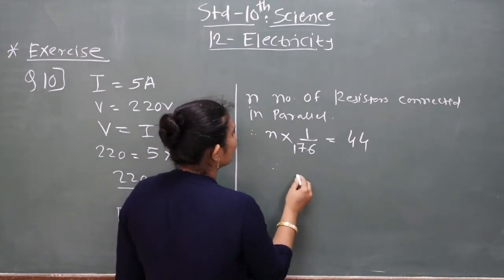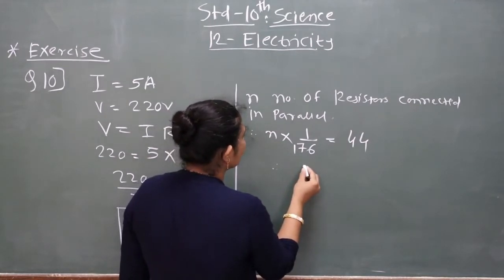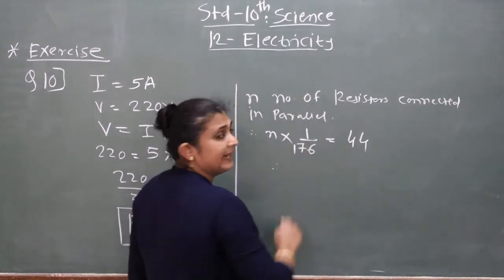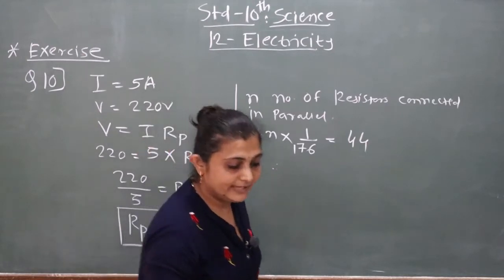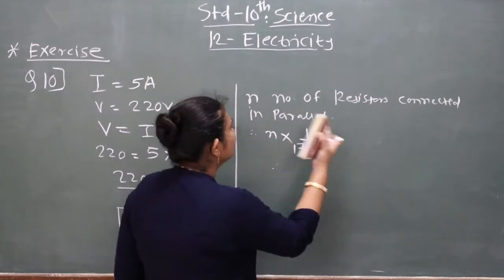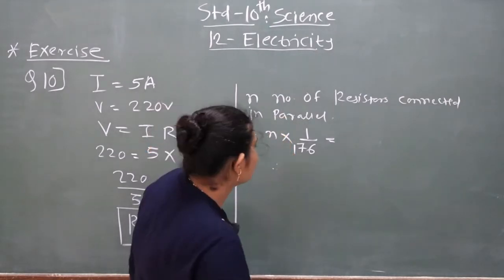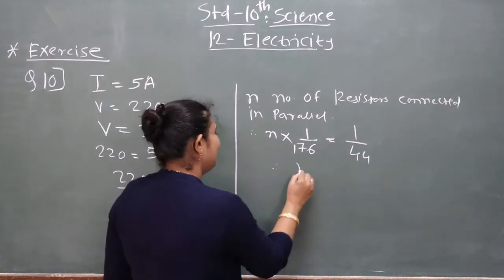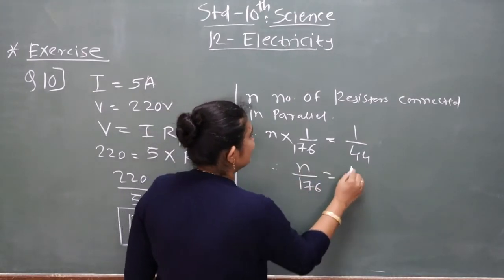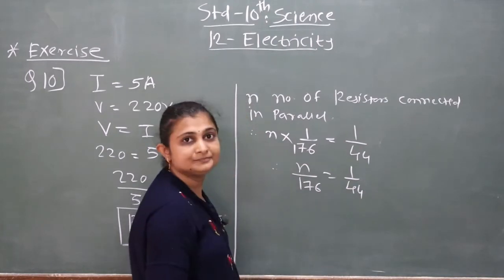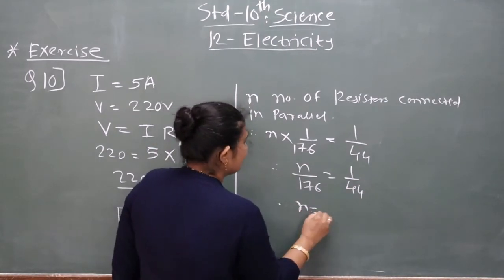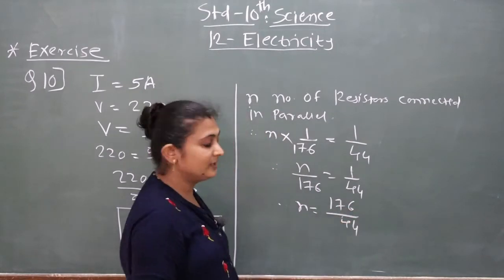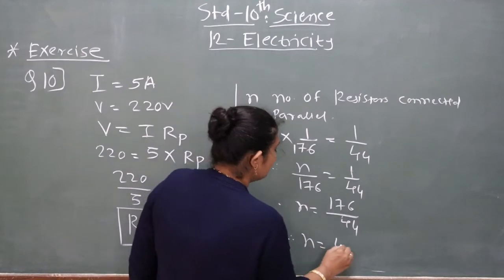Therefore we write here 1 upon 44. Why do we write here 1 upon 44? Because here parallel connection is there. So write here 1 upon 44. Correct? Now n upon 176 is equal to 1 upon 44. N is equal to 176 upon 44. Do this calculation, you get n is equal to 4.